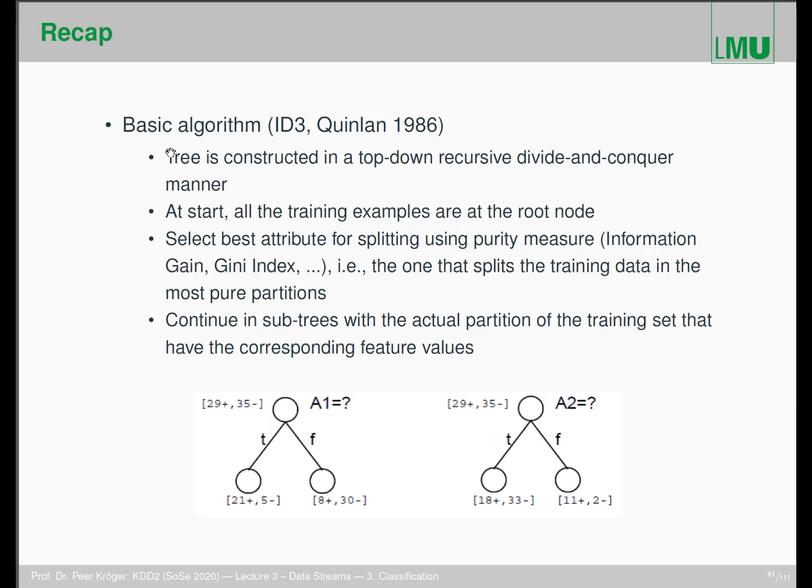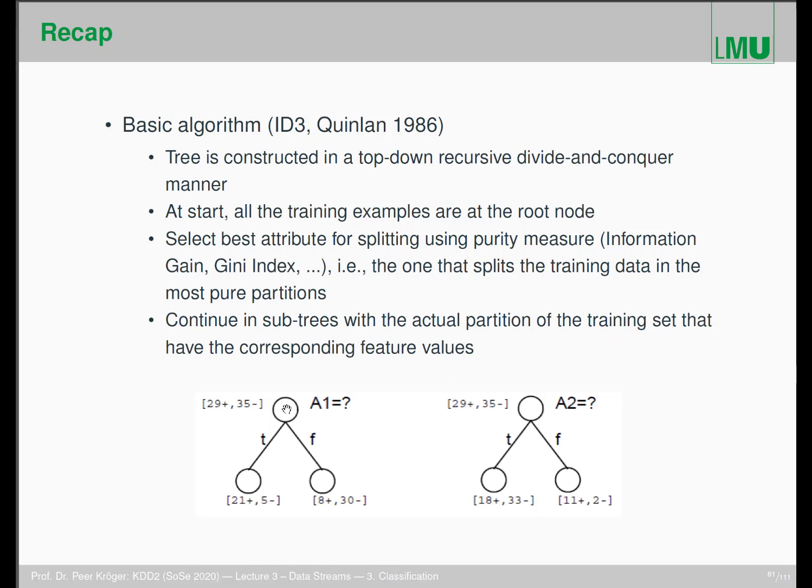And you probably also recall the basic algorithm to construct the tree in a top-down recursive divide and conquer manner. So at start, all the training examples are at the root node. We select the best attribute for splitting using some purity measure, for example, information gain, Gini index, entropy, whatever, which is we determine the one attribute that splits the training data into the most pure partitions, and we continue in the subtrees with the actual partition of the training set that have the corresponding feature values.